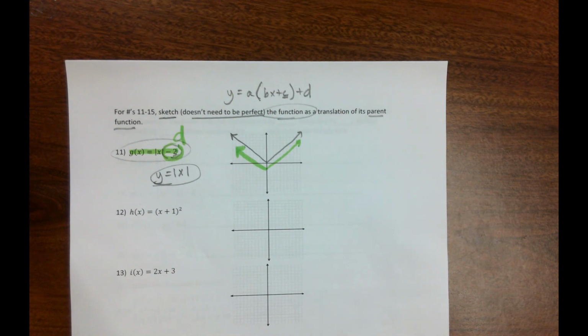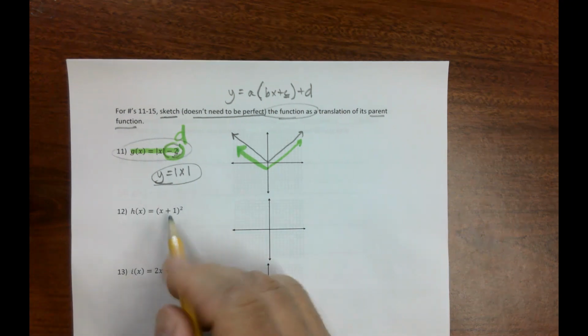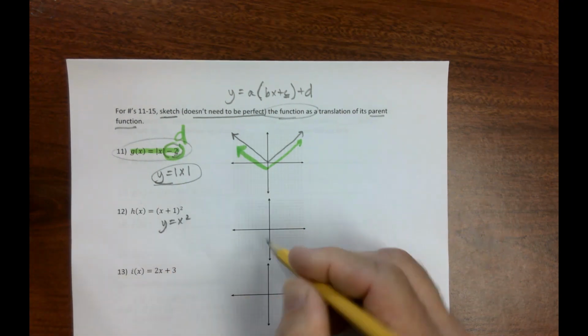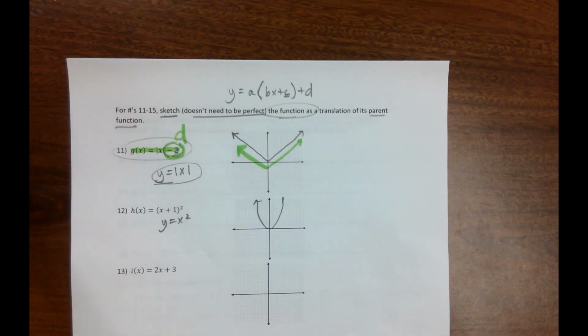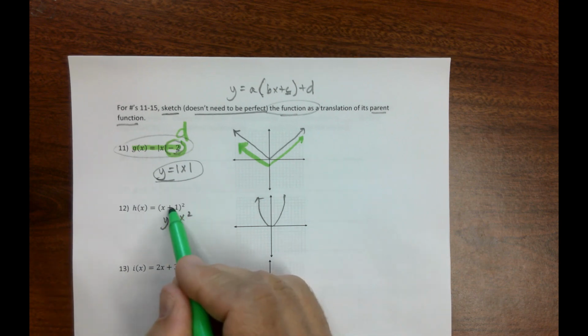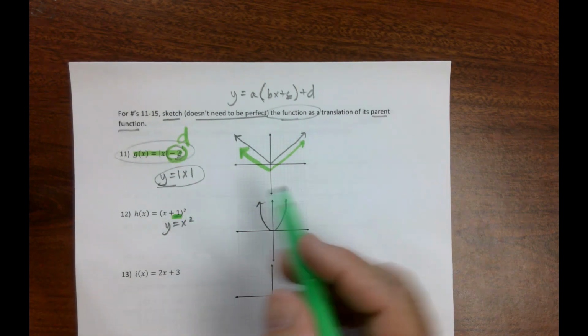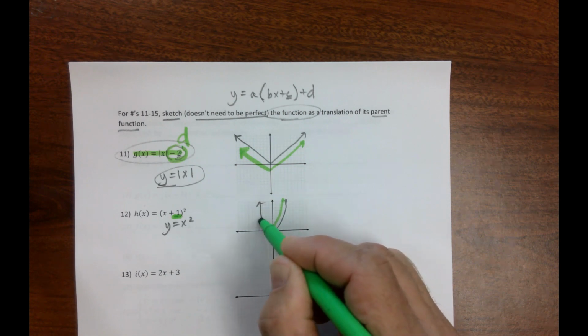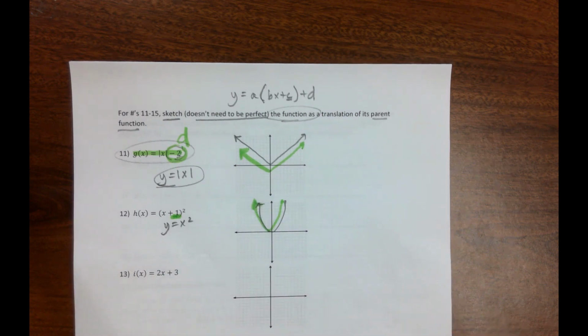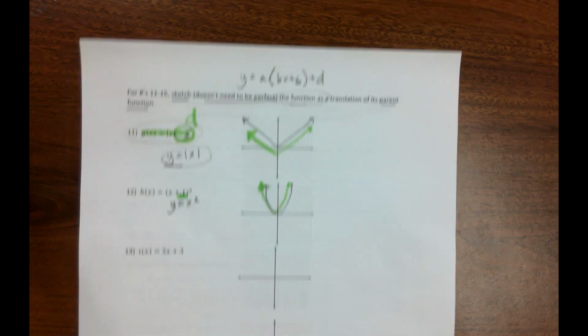All right. Same thing. What's my parent function? y equals x squared. So I'm going to just sketch y equals x squared. And then I'm going to remember, wait a minute, this is C. And if it's plus 1, that means left 1. So I've got to move this guy left 1, which, these little squares are so small that it's not going to look like much of an adjustment, but there's left 1.